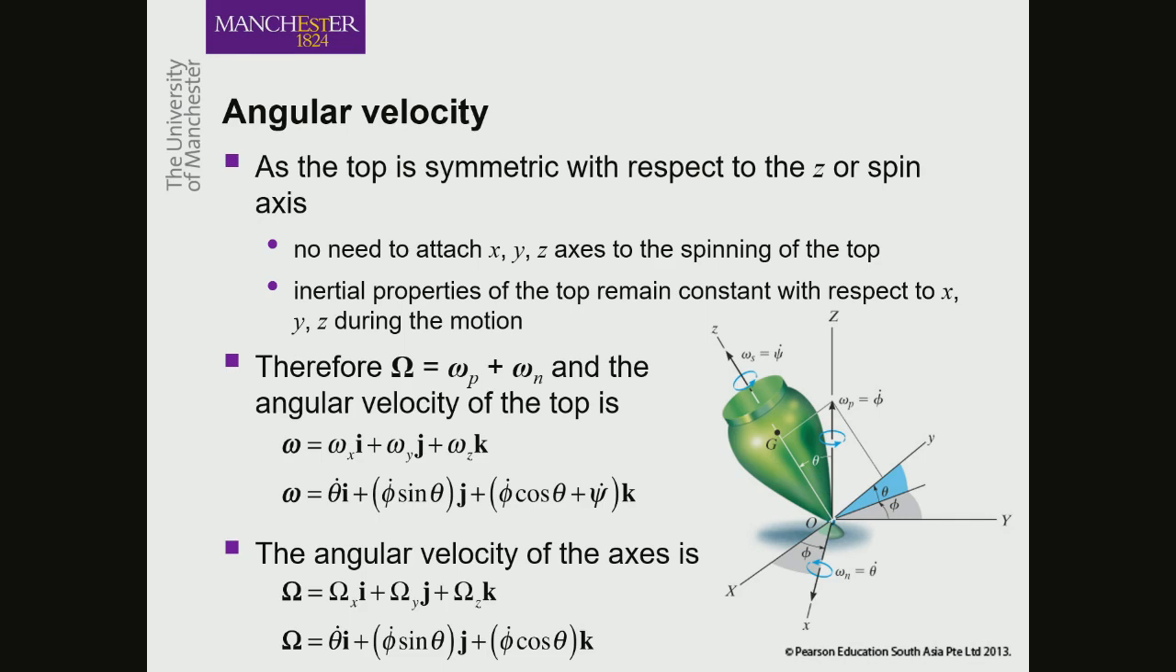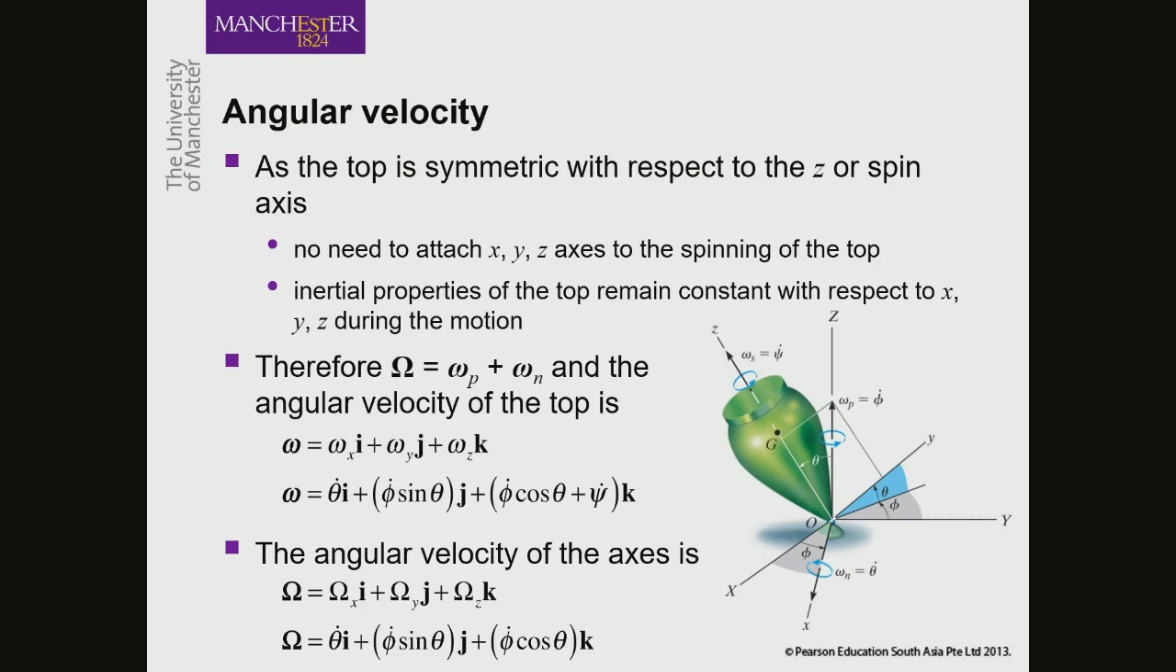Angular velocity of the body, right? So it has different components along the x, y, z frame. We have omega n along the x direction, and omega p has components along the y axis and also the z axis. When you combine them together along different axes, this is the angular velocity we get for the top itself. But as I just explained, capital omega, the angular velocity of the frame, is different because it only has omega p and omega n. Here we have all components, omega p, omega n, and omega s. So this shows us why omega and capital omega are different.